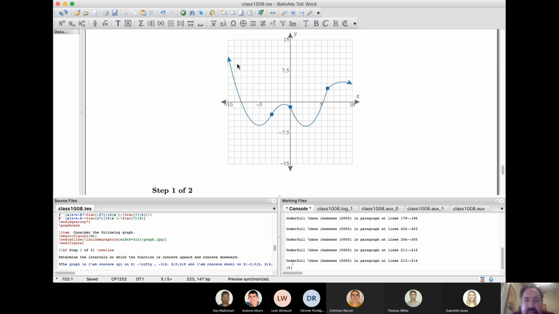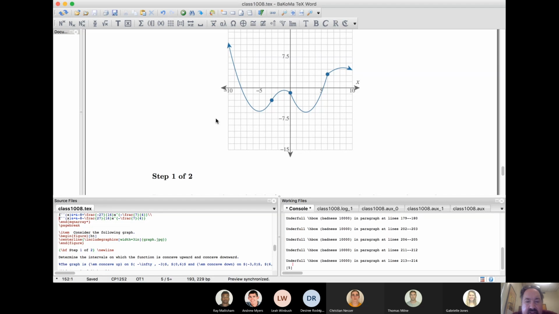So you're familiar with parabolas that are facing up or facing down. It's the same idea. So here, if you think of this curve kind of like a part of a parabola, it's facing up. Here it's facing down, facing up, facing down. So that's how you can tell from a graph concave upward versus concave downward. So what you would do for your answer to this problem is enter the intervals first for concave upward and then for concave downward.